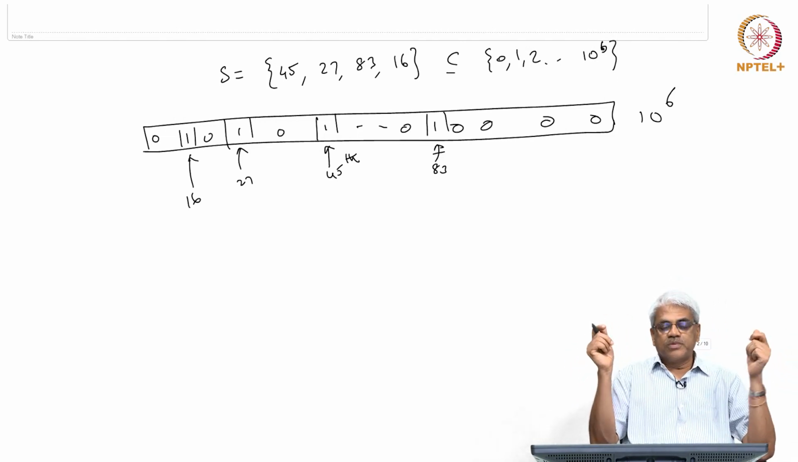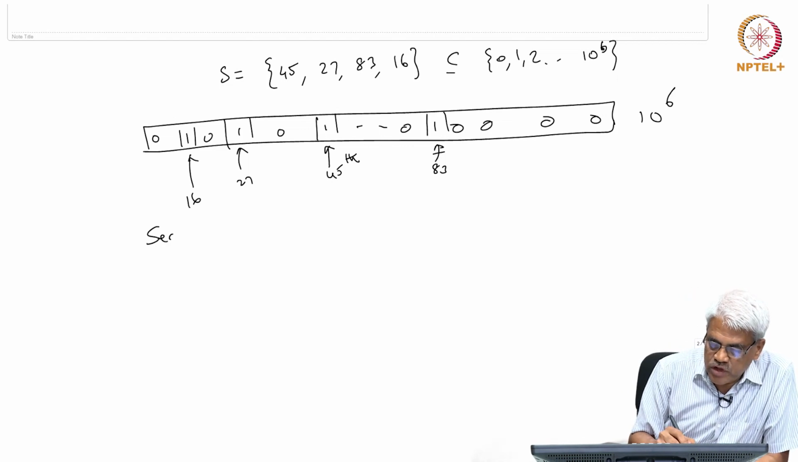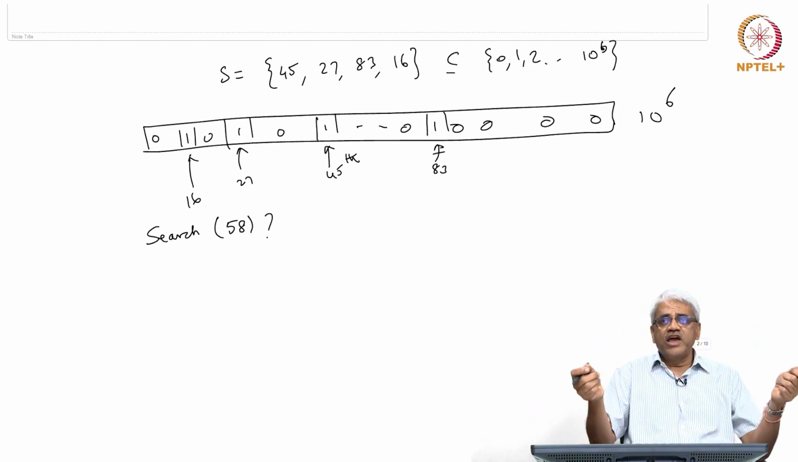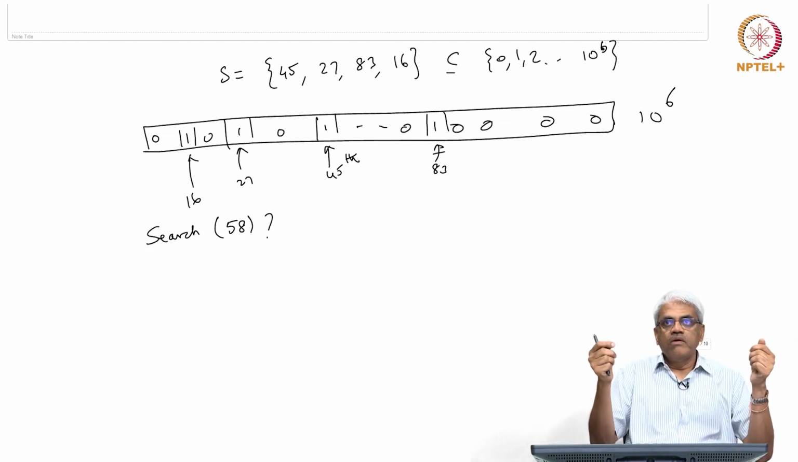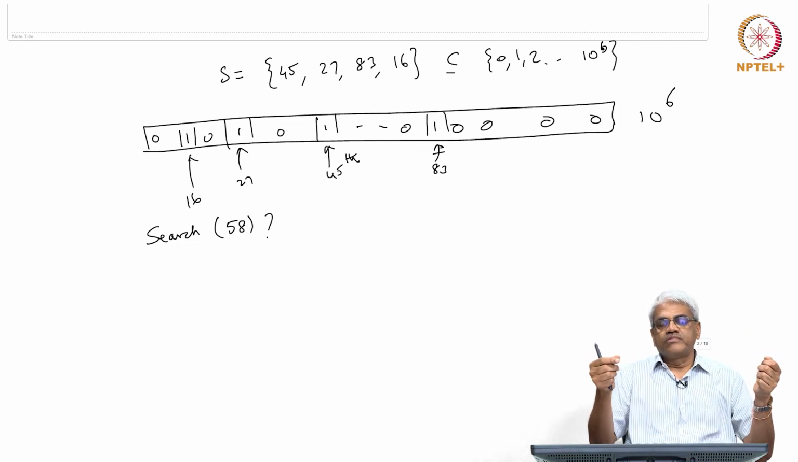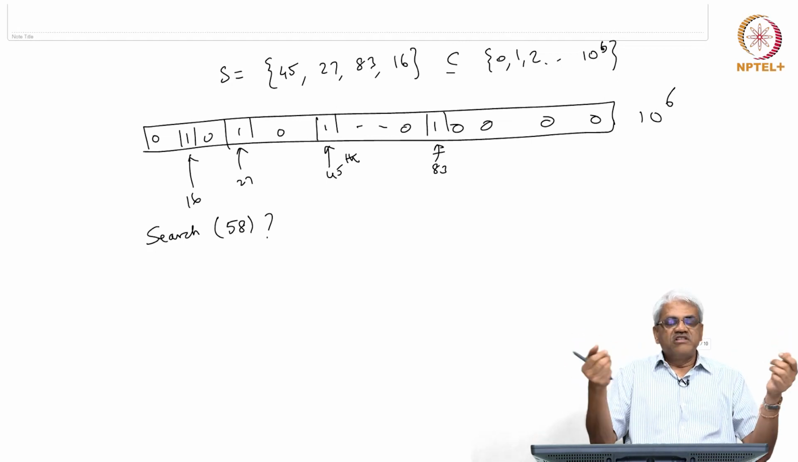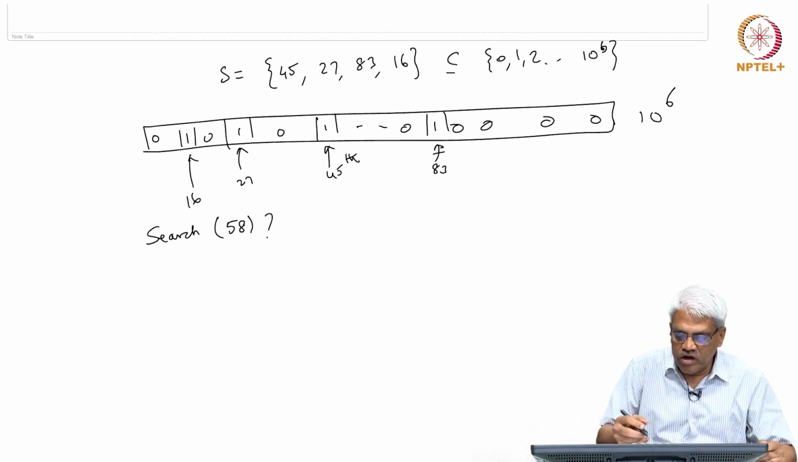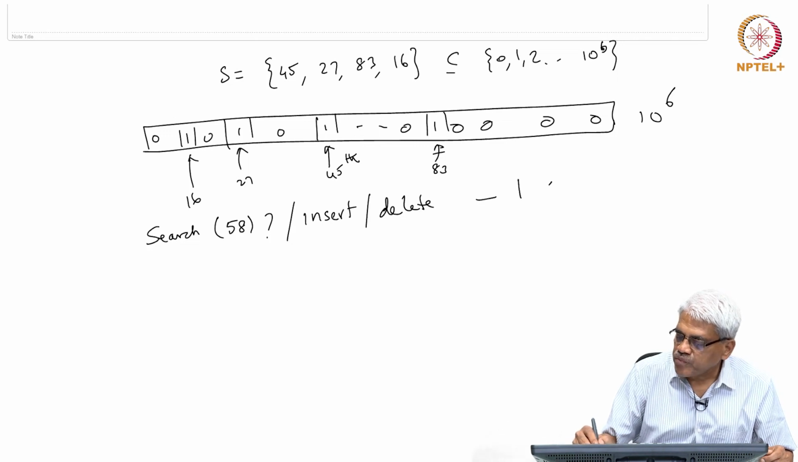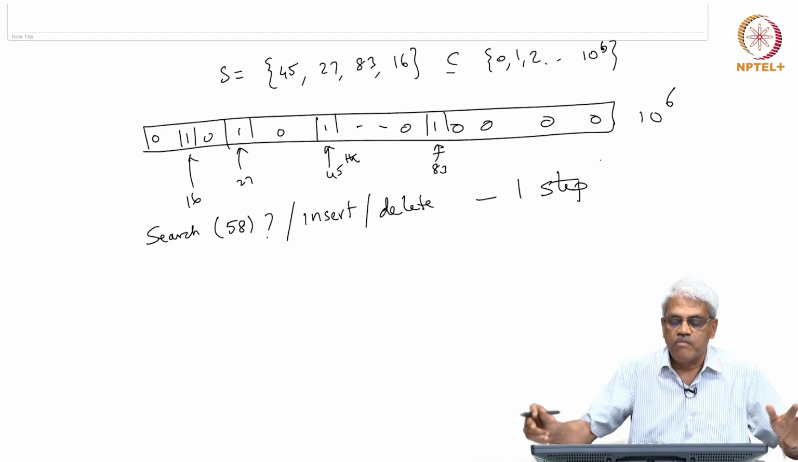Now think about how would I support search. The user wants to know, is 58 there? How do I know? Very simple. Go to the 58th location. If it's a 1, I know it's there. If it's a 0, it's not there. I want to insert 58. Go to the 58th location, change the 0 to 1. And if it's delete, same thing, change the 1 to 0. So all of this is constant time, because the whole thing is an array.